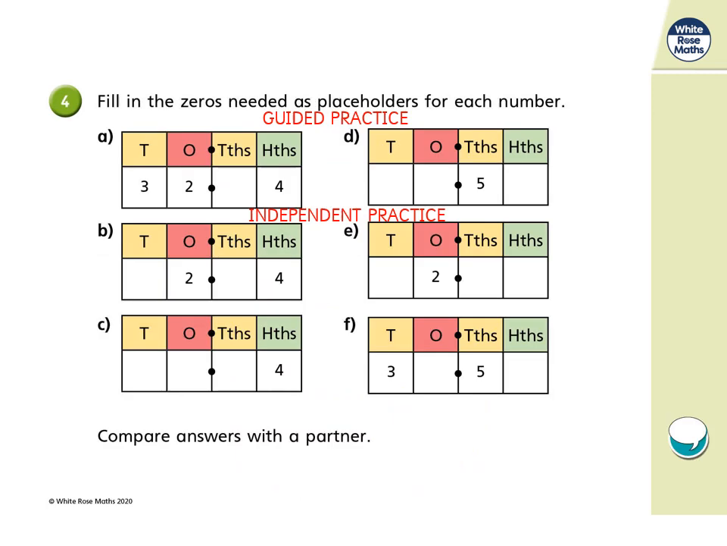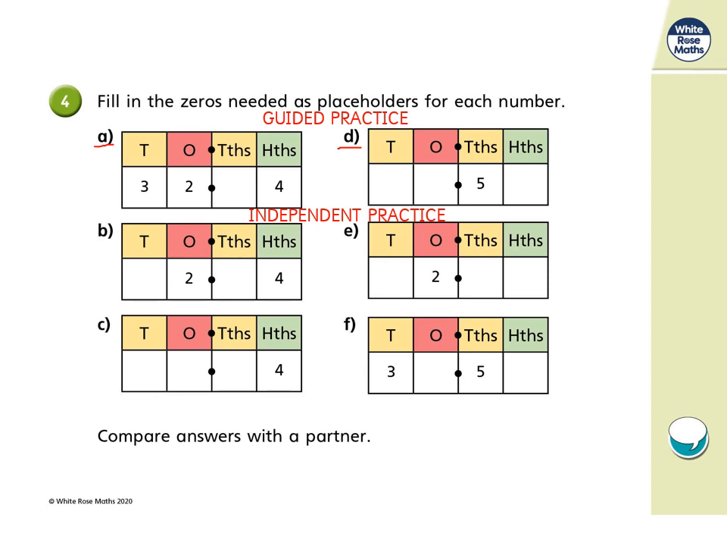Moving on. I would like you to fill in the zeros needed as placeholders for each number. So I'm going to show you guided practice for A and D. Now I've just spoken to you about the importance of placeholders and how they fill that place value column, especially when there is another digit following it in the hundredths, or it might be in the tens when I have hundreds but no tens, but then I have ones. So it's really important that I have that 0 there.